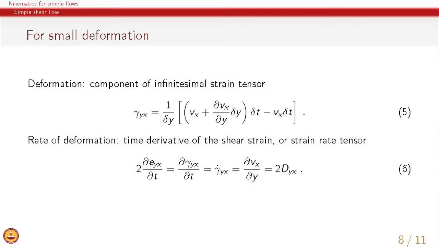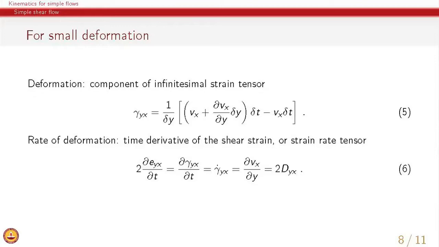We also did this, that we defined the shear strain over a small incremental amount of time, and this is only valid for small deformation. And of course, we will be using Eyx or gamma yx interchangeably, but all of these are for small deformations, and of course, it can be written in terms of the strain rate tensor also, because these are derivatives with respect to time.